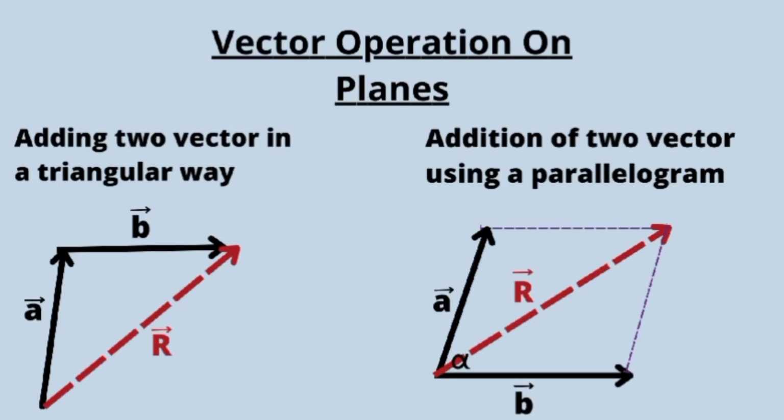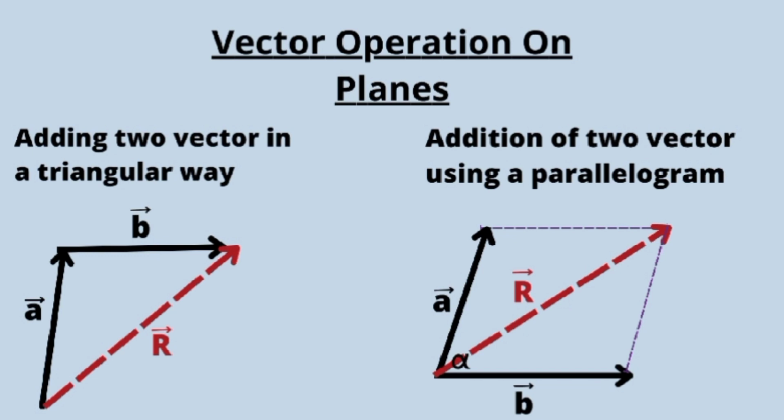Thanks before, we will continue to the next topic, vector operation on plane. The first operation, adding two vectors in a triangular way. We have two vectors, A vector and B vector. A vector plus B vector, basically we call R vector. R vector connecting head from A vector to the tail of B vector. So in this condition, we have to remember head to tail rule. Then head from A vector to the tail of B vector, and the direction from a head of A vector to the tail of B vector we call R vector.